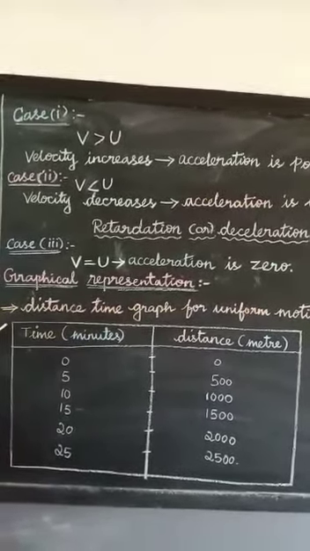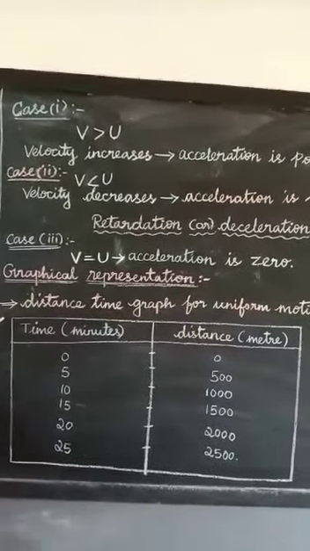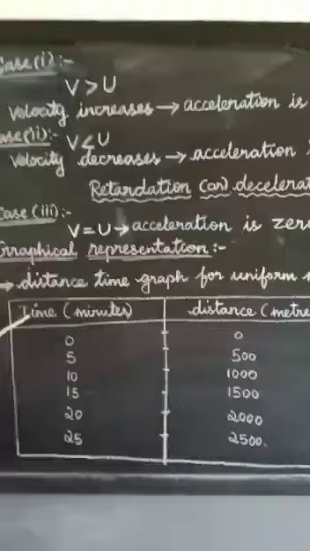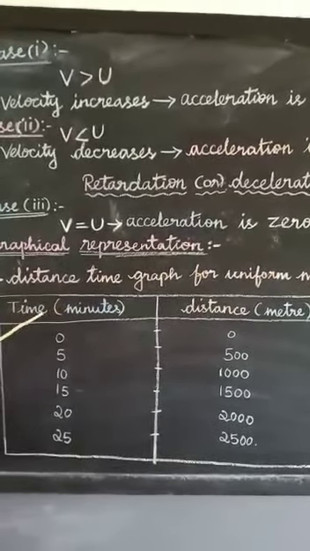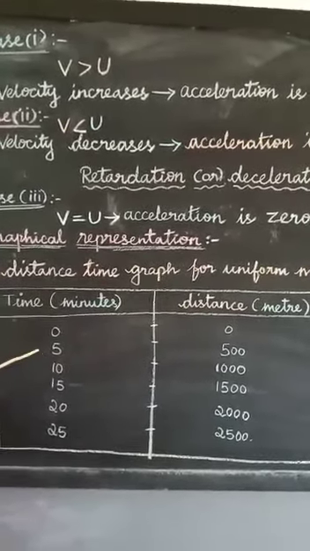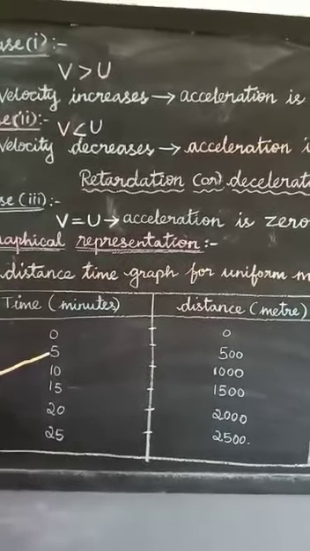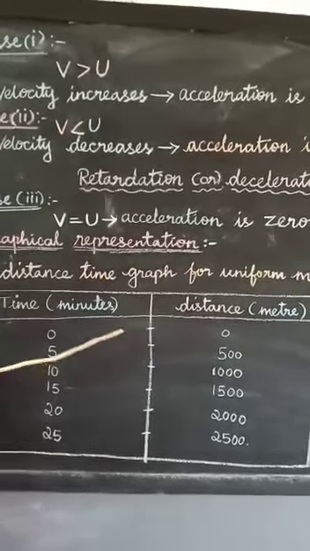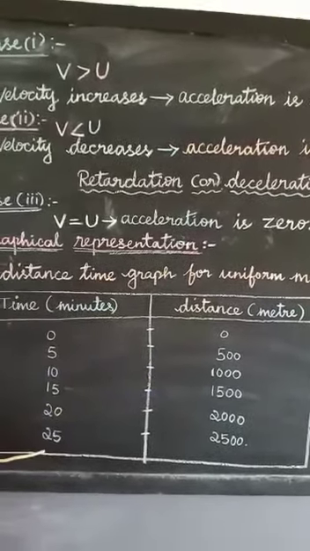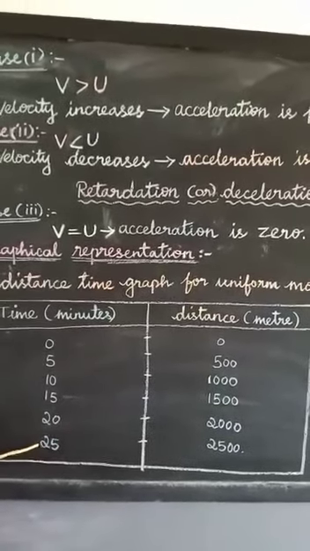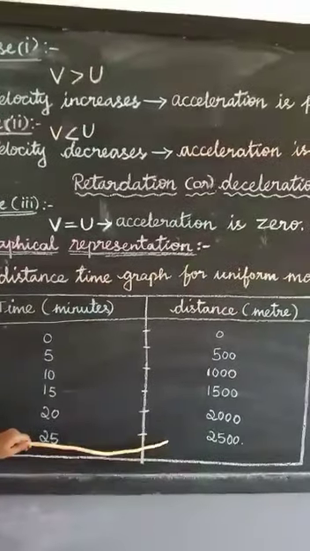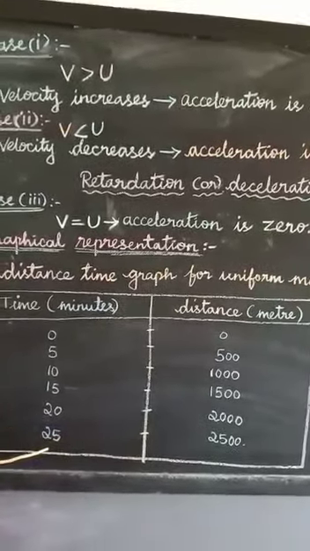Initially, consider this tabular column, with time in minutes and distance in meters. Consider a person who at 0 minutes doesn't cover any distance. Then at 5 minutes he covered 500 meters. Then at 10 minutes he covered 1000 meters. Like this it goes on, and finally he covered 2500 meters in 25 minutes.